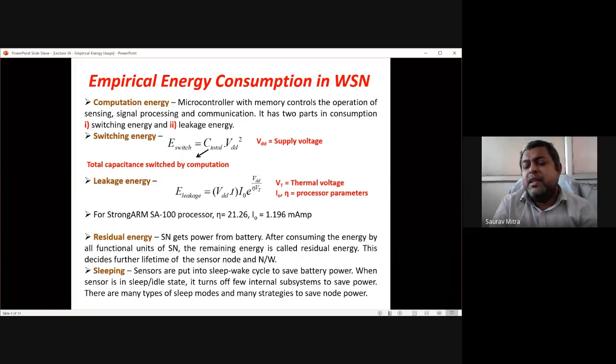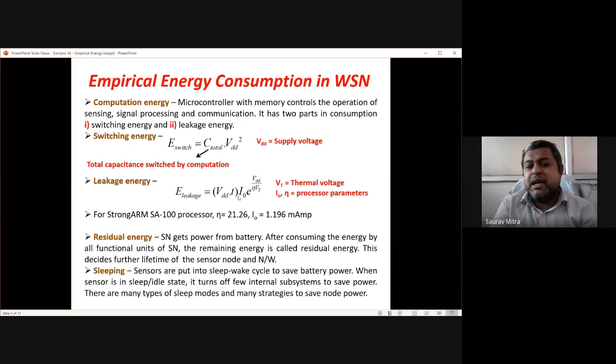So the higher the reference voltage, the supply voltage, the more energy is wasted in switching, that is from on to off and off to on. Last is leakage energy. So how much energy is leaked? This is given by VDD, which is again the supply voltage or VCC, multiplied by T.